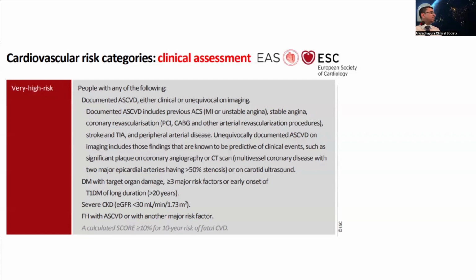because if you go through all these guidelines, you can see. But basically, if you have a documented cardiovascular event, those patients will belong to this very high risk group. Most of your day-to-day practice patients with recent coronary events will come as a very high risk group. In addition, patients with diabetes with target organ damage will also belong to this group.